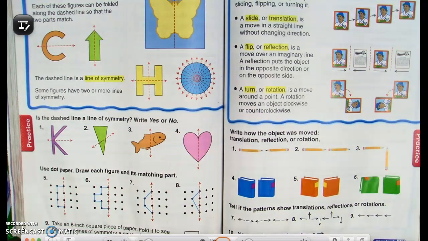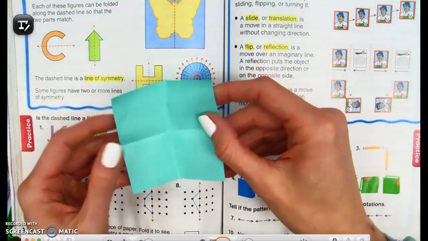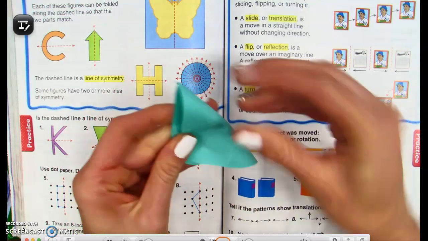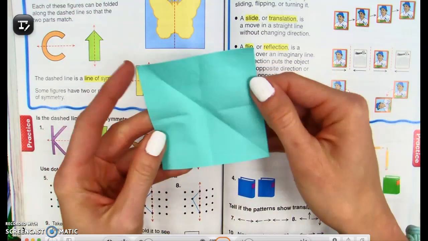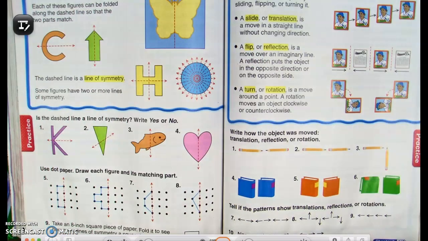Number 9, you can just try as a can-do if you like. If you take a square piece of paper, fold it to see how many lines of symmetry it has. So you could take a Post-it, I already started it, and then you could try other directions. What if I did it diagonally? Would that be a line of symmetry? And then see how many lines of symmetry you can find with the square. So that's a can-do, but you do need to do 1 through 8 for a must-do.